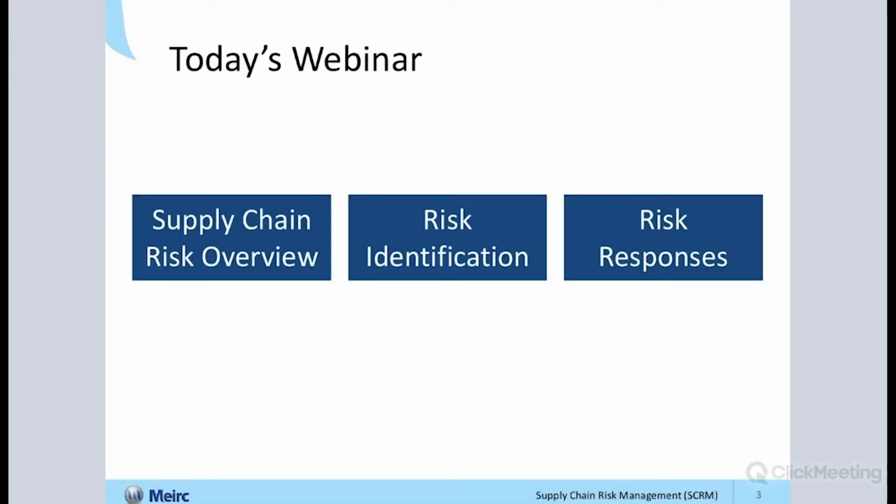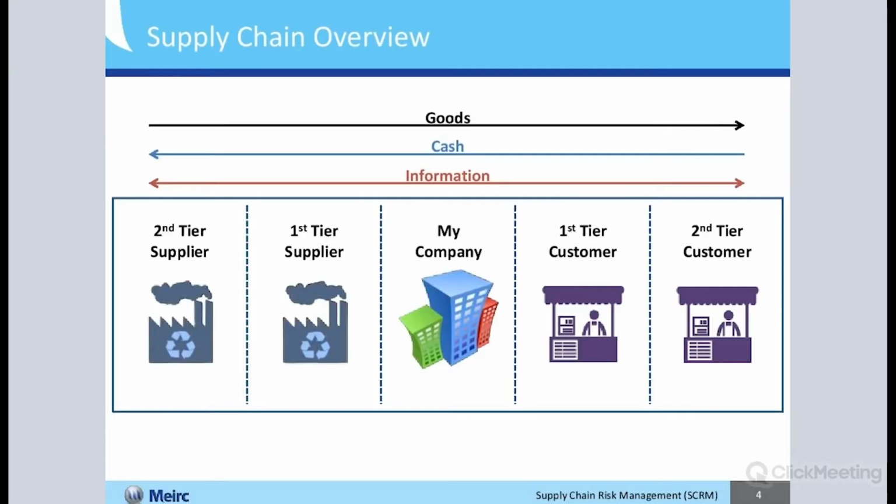So today we're going to be doing the webinar in 3 short parts. First, we'll be talking about supply chain risk in general, so we'll provide an overview. After that, we're going to really focus on 2 things: the risk identification element of risk management, and also the risk response element of risk management. Obviously, risk management is a lot wider than that, but time permitting, we can only focus on these 2, which I really think are the most important ones.